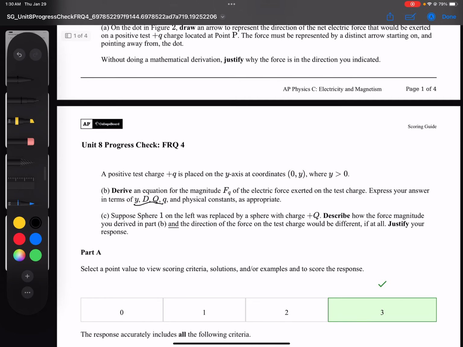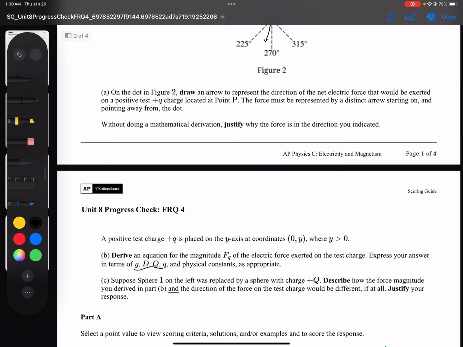So now we have sphere 1 on the left replaced by positive q. Describe how the force magnitude you derived in part B and direction of the force on the test charge would be different, if at all. Justify response. So it would not be different at all, but it would change direction. Here's our original free body diagram. I had these attractive forces from these negative charges. And then my new free body diagram, if I put a charge positive q over here, and I have some positive test charge over here.